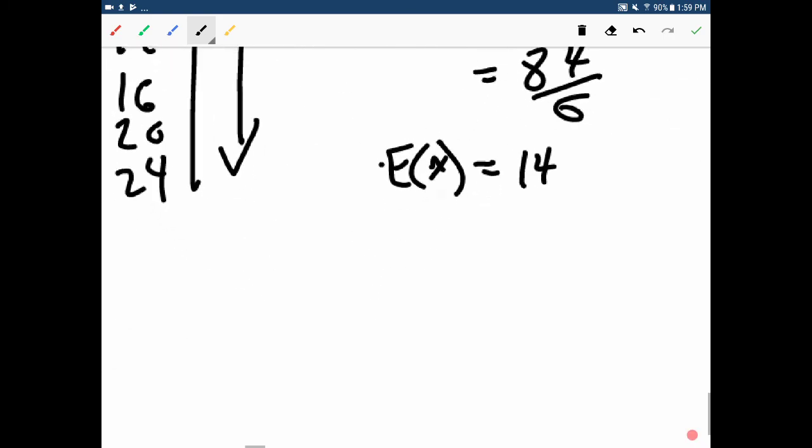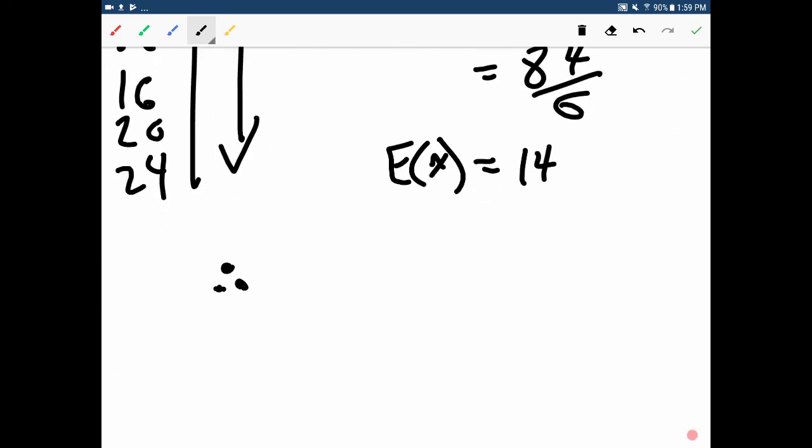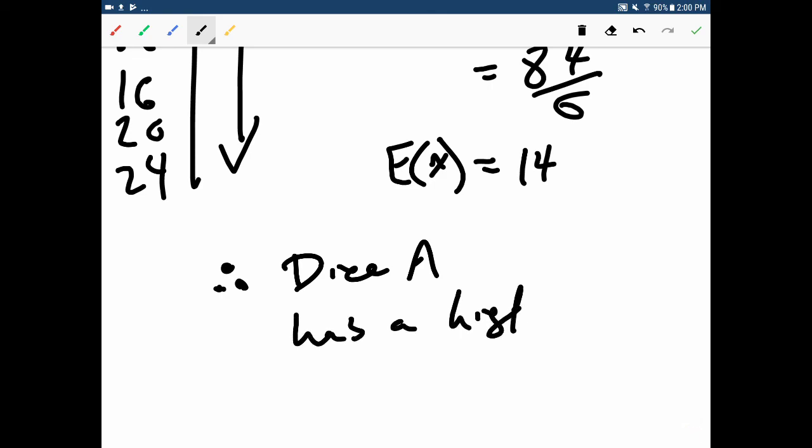So which one has a higher expected value? Well, that would be A. So die A has a higher expected value.